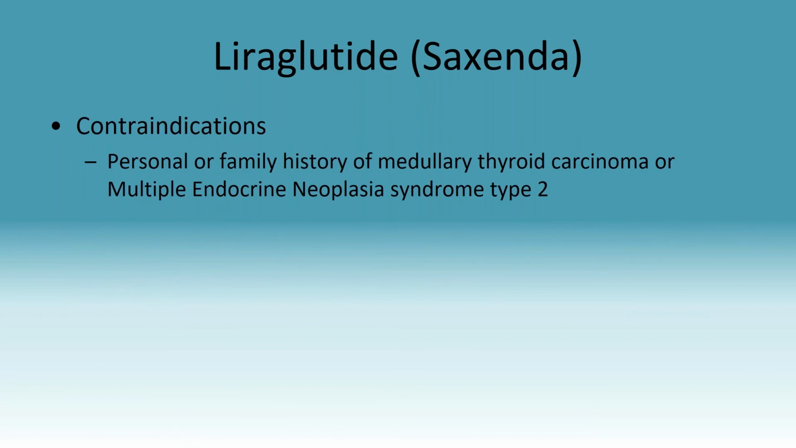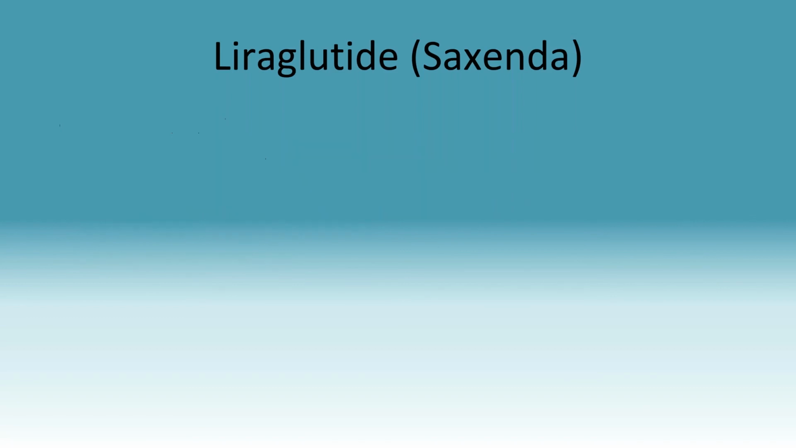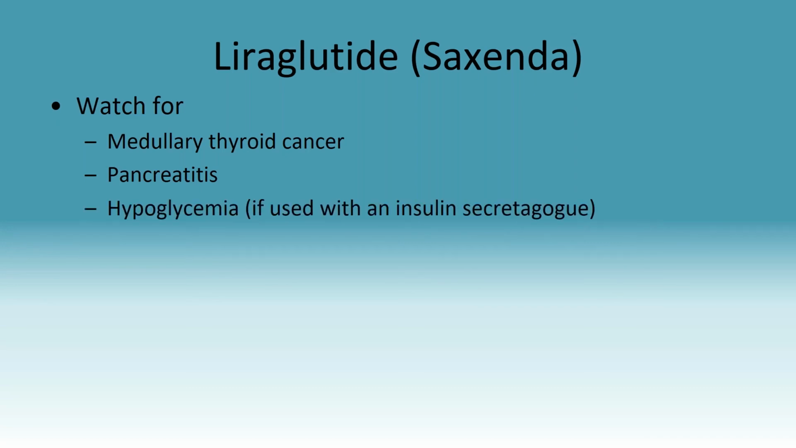Contraindications include a personal or family history of medullary thyroid carcinoma or multiple endocrine neoplasia syndrome type 2, and pregnancy. Adverse effects: nausea, diarrhea, constipation, dyspepsia, loss of appetite, hypoglycemia, headache, fatigue, dizziness, elevated lipase. And it's important to watch for signs of medullary thyroid cancer and pancreatitis. These are explained in detail in the letter once the REMS program is initiated, which you can initiate as well before prescribing this online.